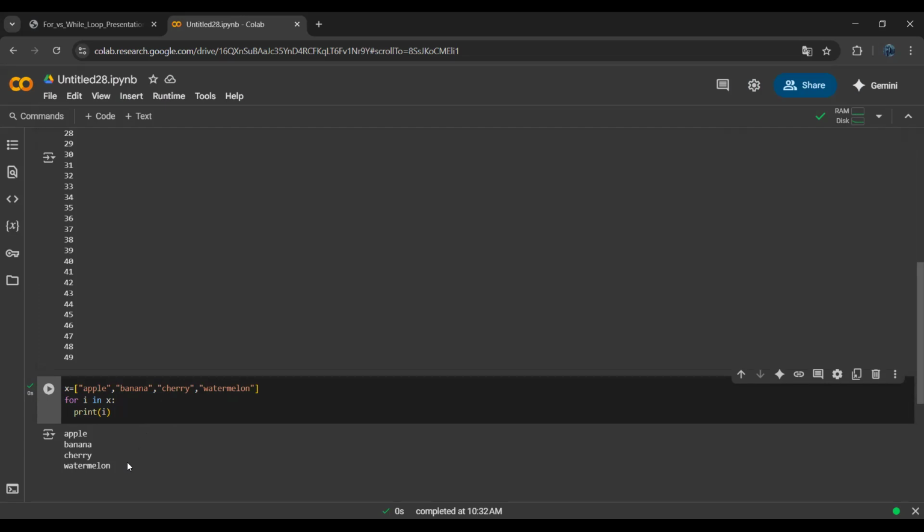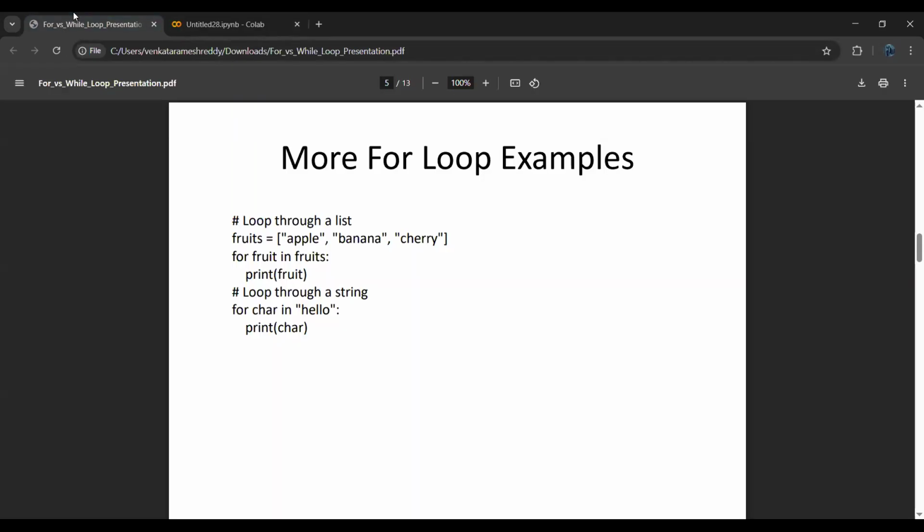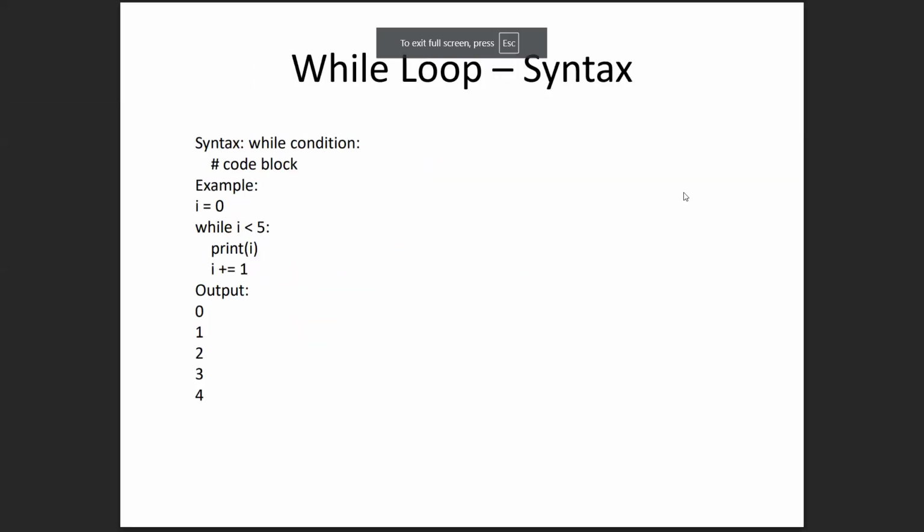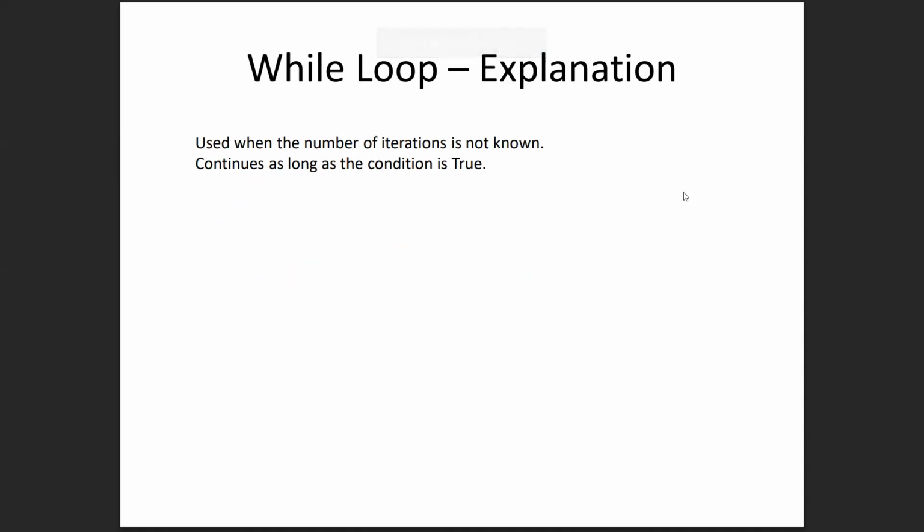Not only through a list, but also you can iterate through a dictionary or through tuples. So that is the advantage of the for loop. I think you got my point. So now we'll see about the while loop. What is the while loop and how can we use it? So let us go to the while loop.